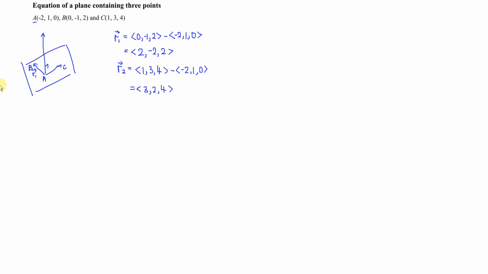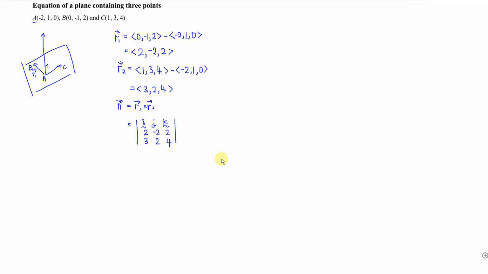After we obtain the two line vectors, we can form the normal vector by taking their cross product. In other words, it's actually finding the determinant of the two line vectors. So we have components I, J, and K. I represents the X component, J represents the Y component, and K represents the Z component. So we fill up: we have 2, minus 2 and 2. Then we have 3, 2, and 4.